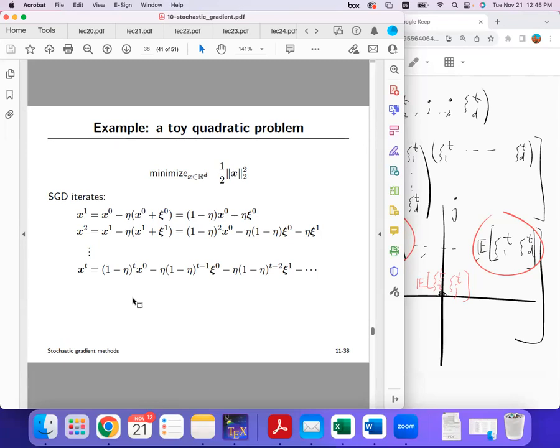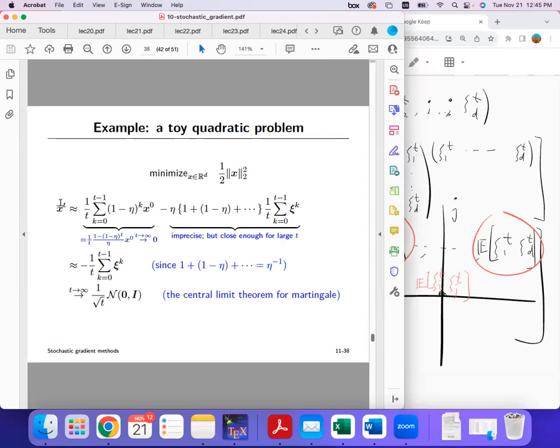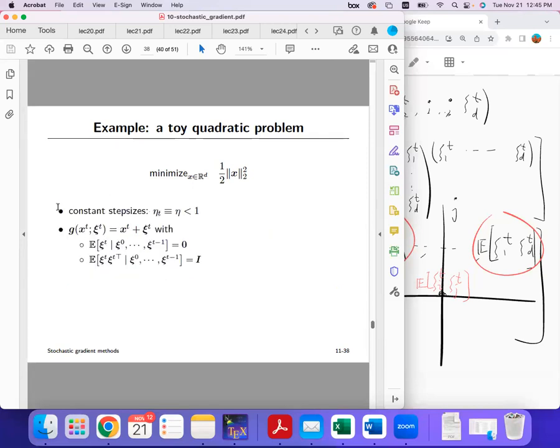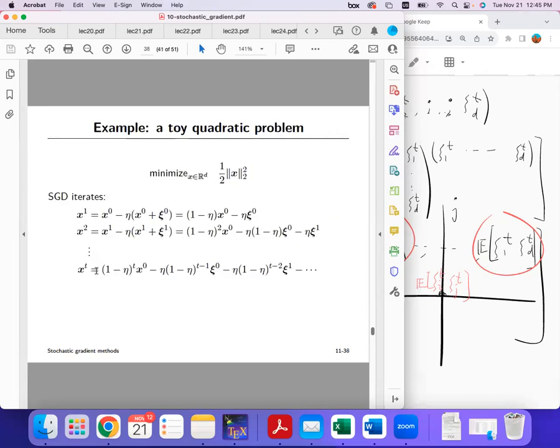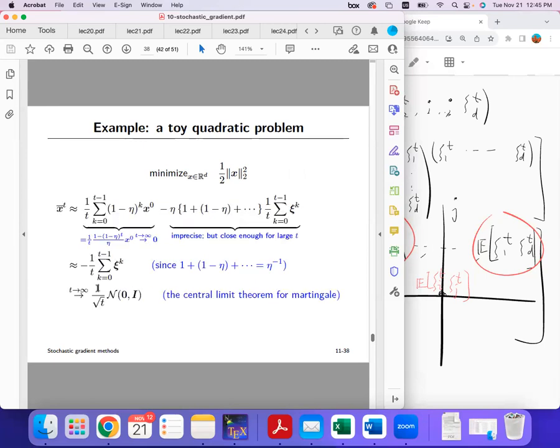So this is xt, and then we can consider the average of xt. We consider x bar t. X bar is the average, defined to be the average of all the xi's up to t. Then you basically take the average on both sides over t, and then you can get this result.